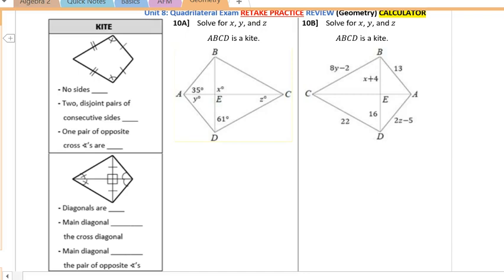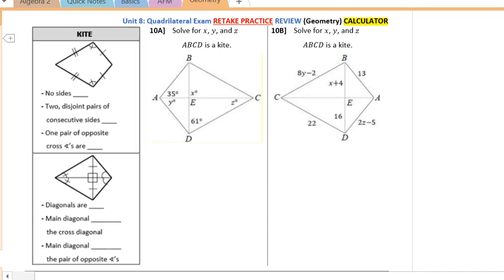This video is to deal with kites from Unit 8 quadrilaterals. We're going to go through and take a look at the properties of kites and then go into the problems and apply them to see just what they actually look like. This video is for some properties of kites. We're going to start by looking at the properties of the kites and then looking at how we can apply them in problems 10A and 10B.